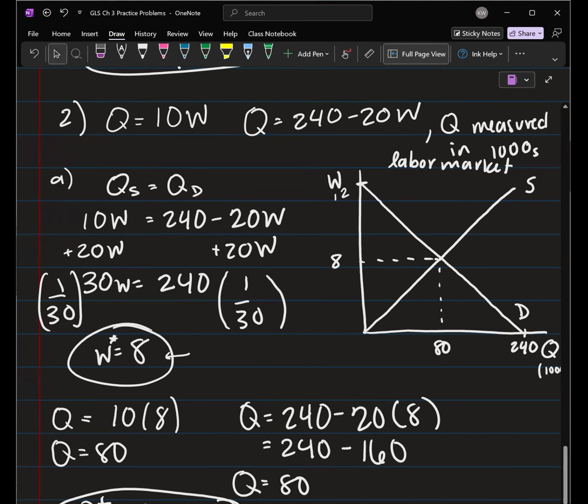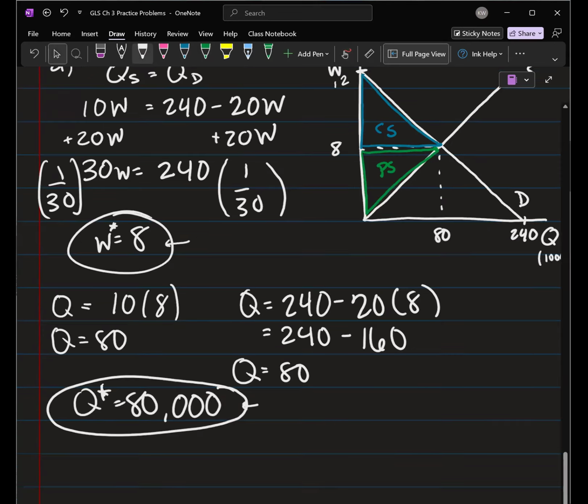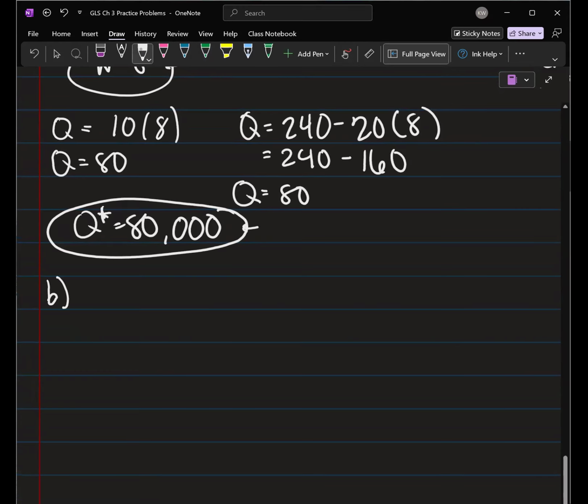All right. So consumer surplus in this graph is going to be the triangle under the demand curve and above the price that consumers pay. Producer surplus is going to be the area below the price that producers receive and above the supply curve. Okay, so we want to go ahead and find these values for part B.